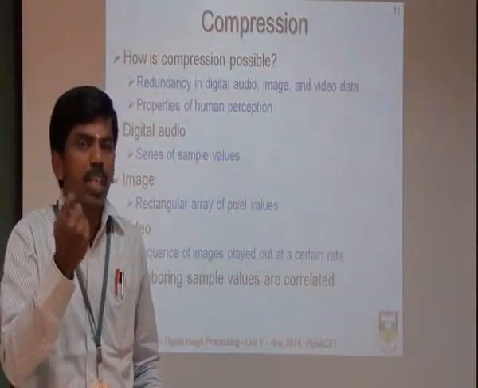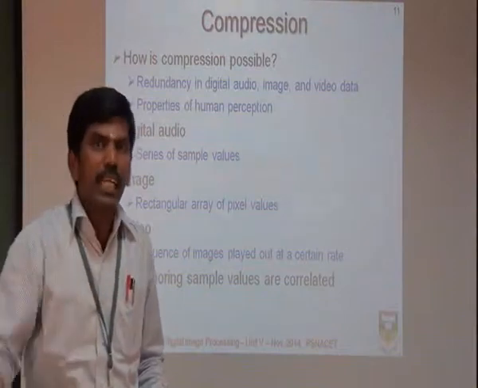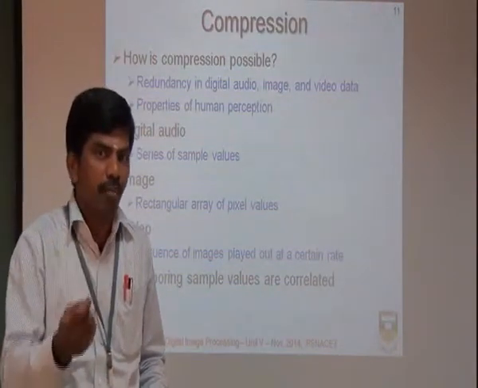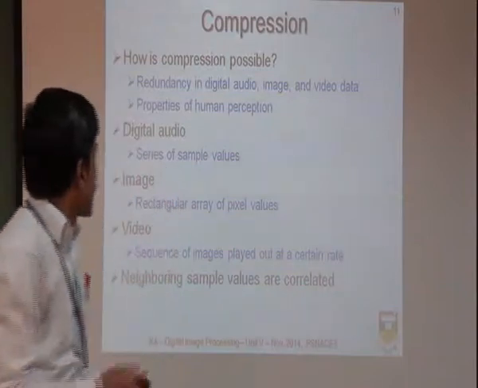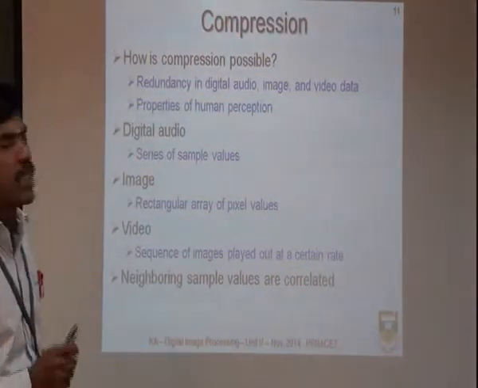In our vision system, some of the gray levels cannot be differentiated from one level to another, so automatically we can eliminate those gray levels. The levels that are not possible to differentiate, we can eliminate. That is called the second thing: properties of human perception.